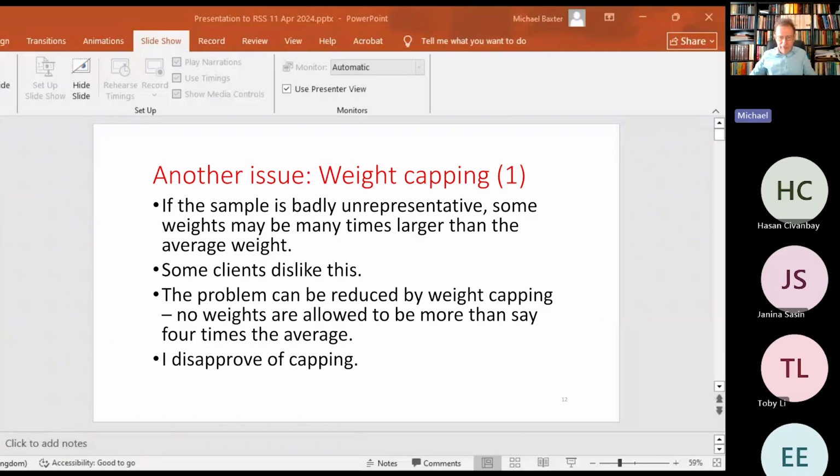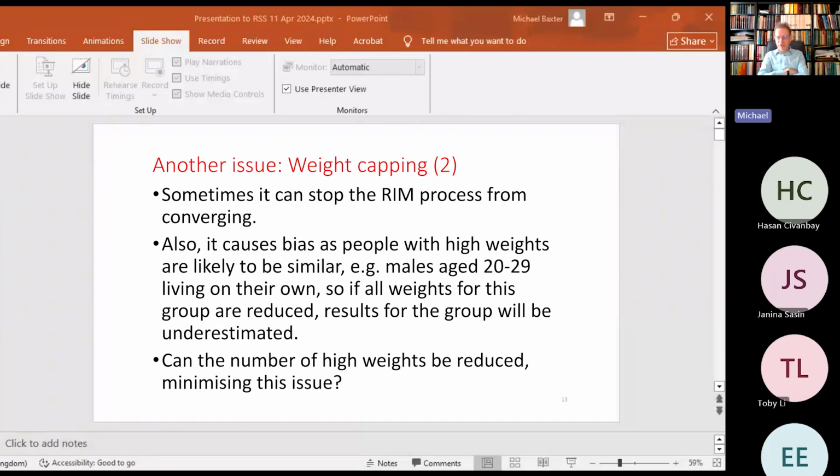I disapprove of capping. Sometimes, in extreme cases, it stops the iterative process from converging. Also, it can cause a bias. People with high weights are likely to be similar. So typically, the highest weights are all for males aged 20 to 29 living on their own. If all the weights for this group are reduced, results of the group will be underestimated. So, can we tweak the Deming and Stephan methodology to minimize this issue?